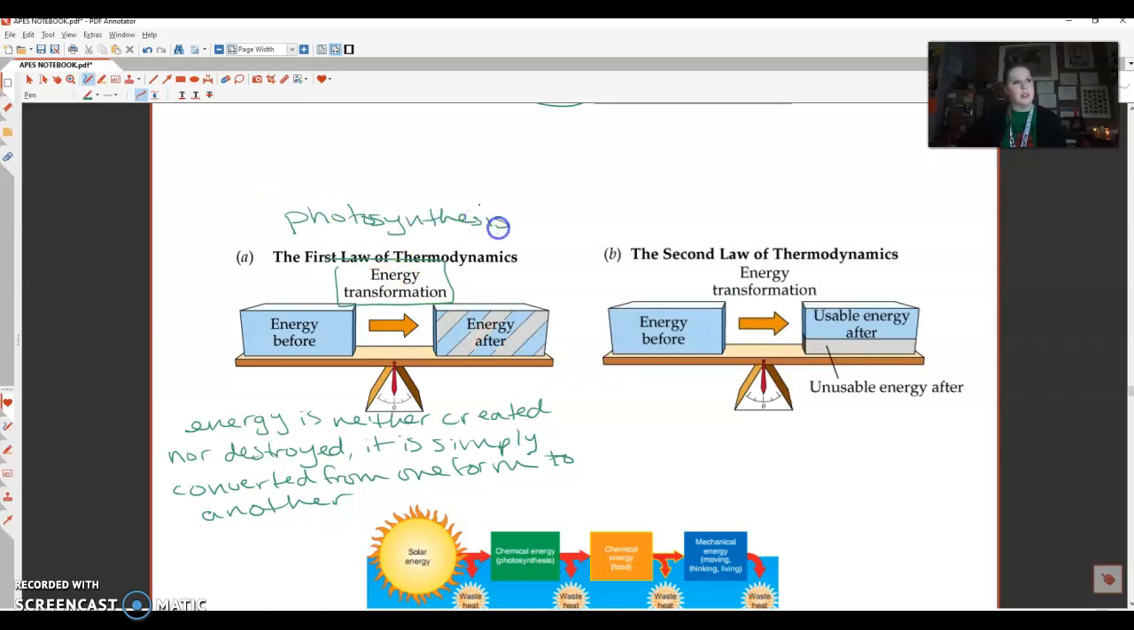Let's look at photosynthesis. Now, in photosynthesis, what is the ultimate source of energy? Where does energy begin? What does it look like? If you said light energy, you're correct. So we start off with light energy.